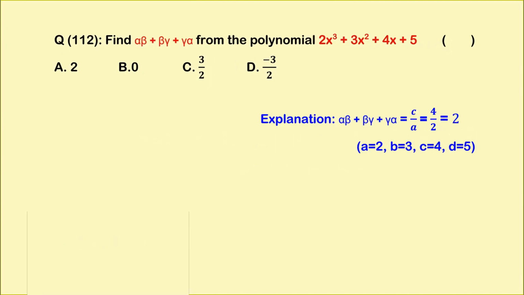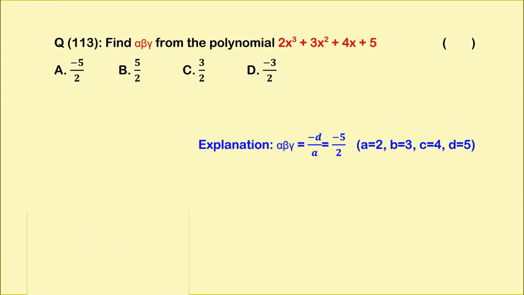Question number 112. Find alpha beta plus beta gamma plus gamma alpha from the polynomial 2x cube plus 3x square plus 4x plus 5. We know the formula, alpha beta plus beta gamma plus gamma alpha is equal to c by a. So the value of c is 4 and the value of a is 2. So it is written as 4 by 2. By cancelling numerator and denominator by 2, we get 2. So the right answer is A.